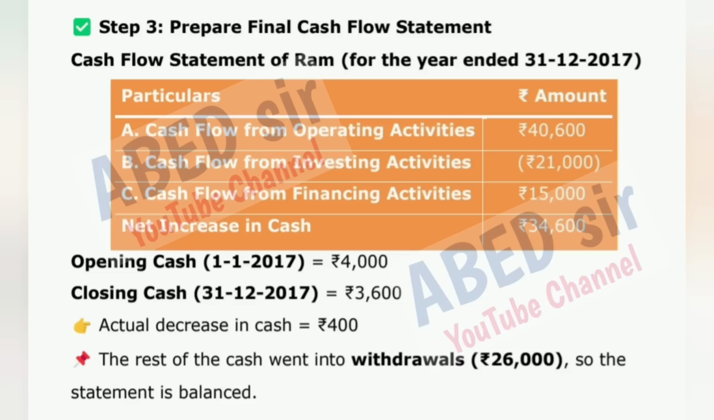Opening cash, 1st January 2017, is equal to 4,000 rupees. Closing cash, 31st December 2017, is equal to 3,600 rupees. Actual decrease in cash is equal to 400 rupees. The rest of the cash went into withdrawals, 26,000 rupees, so the statement is balanced.